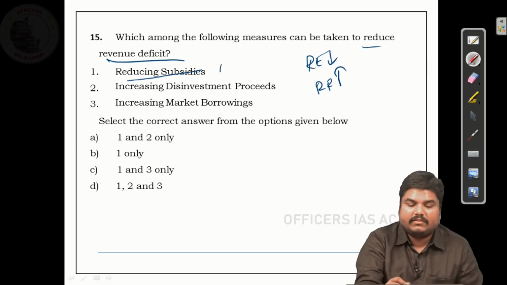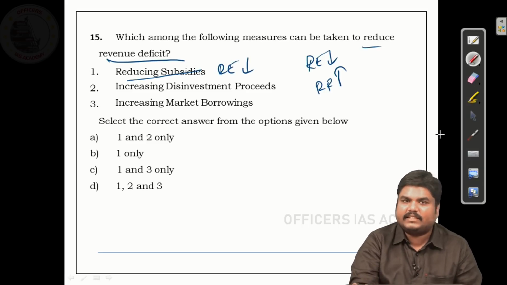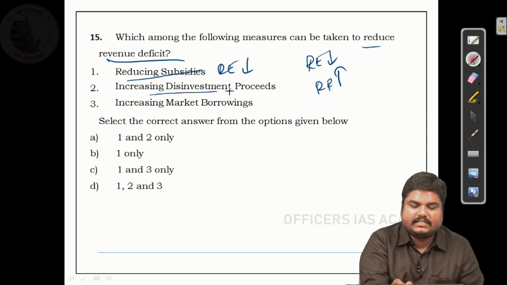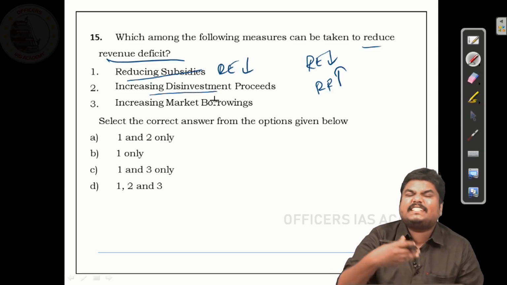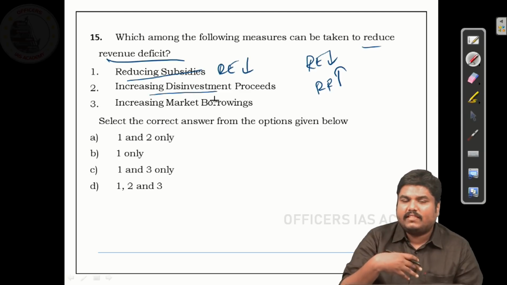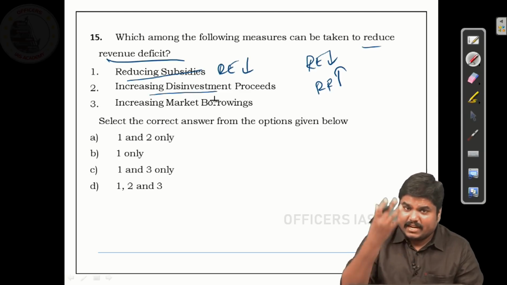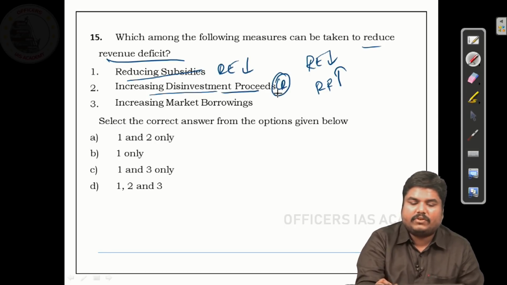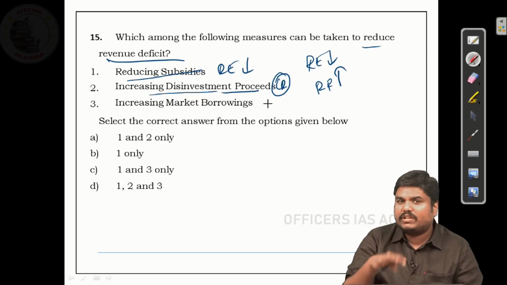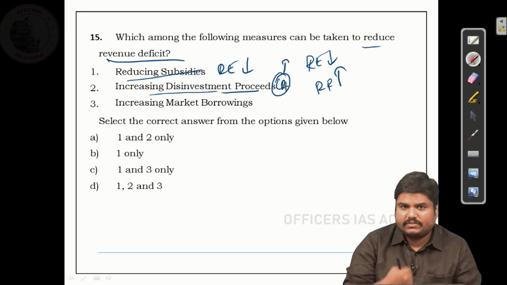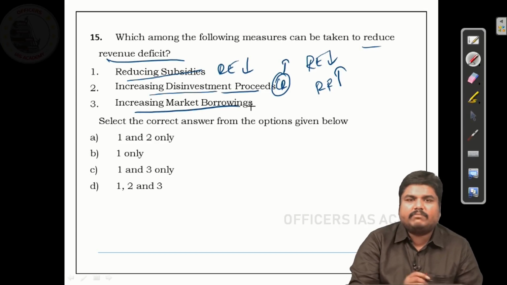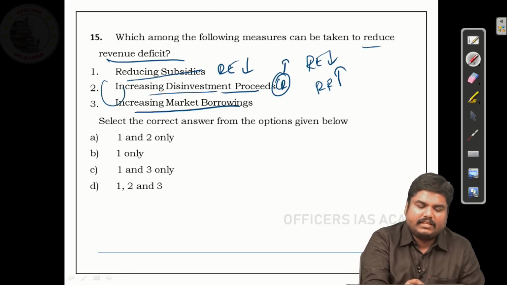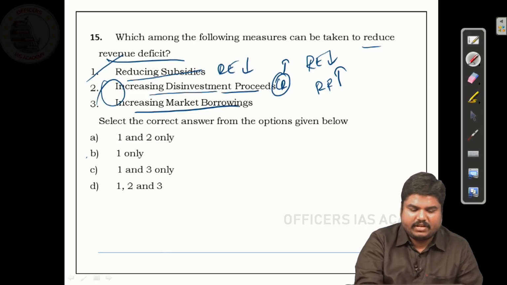Reducing subsidies, of course. Here my revenue expenditure is decreasing, that is a measure to reduce the deficit. Increasing disinvestment proceeds: the sale of shares results in disinvestment proceeds, and that sale of shares is nothing but a reduction in assets. This is an example of a capital receipt. The question is regarding reducing revenue deficit, so a capital receipt cannot reduce the revenue deficit. Increase in market borrowing is also an example of a debt creating capital receipt. Definitely a capital receipt cannot reduce the revenue deficit. So, these two cannot be correct, only one is correct. So, the answer is going to be B, 1 only.